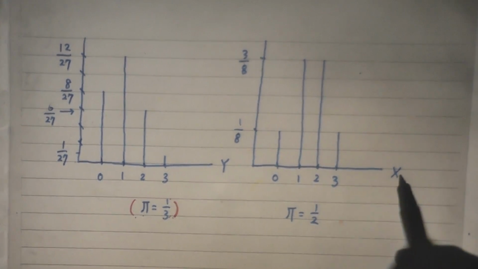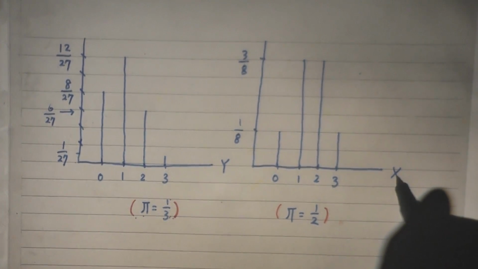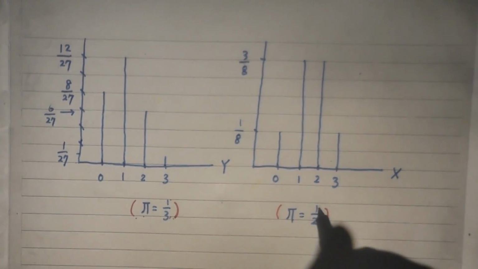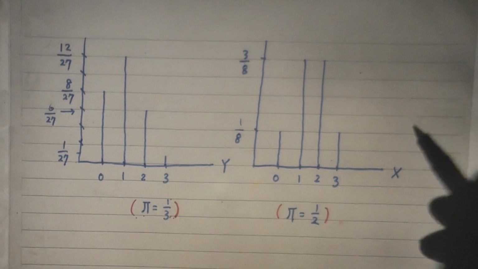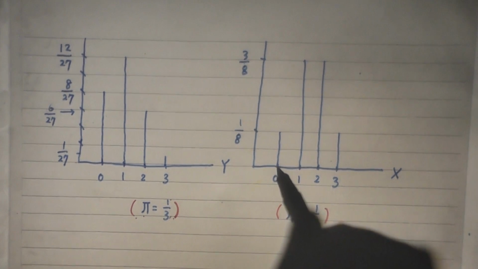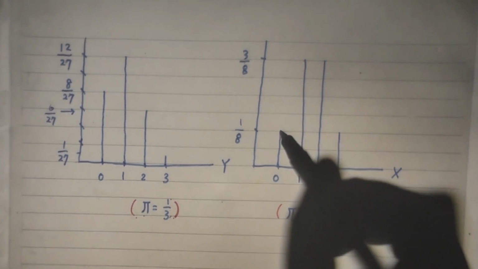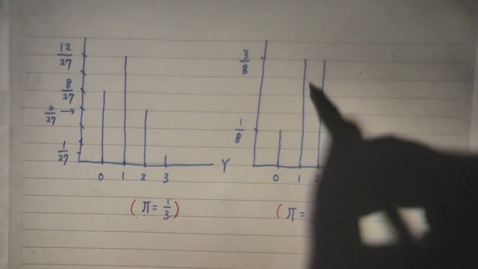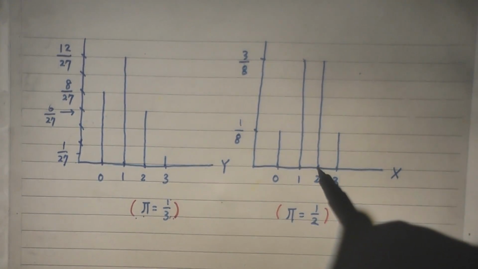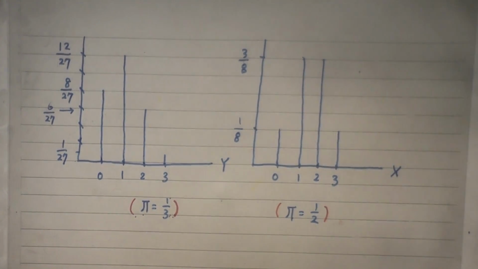Now, X, on the other hand, is the total number of heads resulting when we flip a fair coin 3 times. Pi is 50%, 1/2. When we flip the coin 3 times, X can be 0, 1, 2, or 3. How likely is X equal to 0? That chance is 1/8. X equal to 1? 3/8. X equal to 2? 3/8. X equal to 3? 1/8. Now, we have 2 random variables, X and Y.